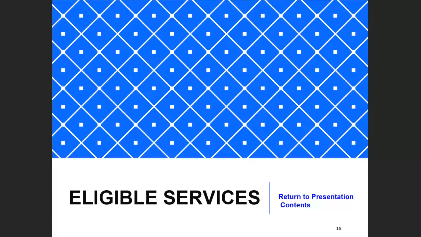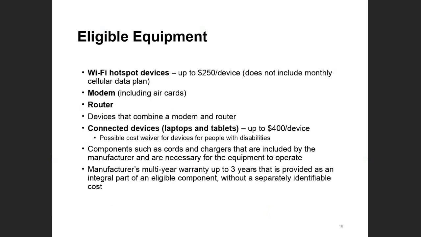So now let's talk about the services themselves. What can you actually get emergency connectivity funding for? First up, let's talk eligible equipment. Wi-Fi hotspot devices. In this case, we're talking about the hardware itself, not the monthly cellular data plan. There is a limit on the hotspot hardware. ECF will cover up to $250 per device. So if you're buying a piece of hotspot hardware that's more expensive, you're just going to be out the difference.